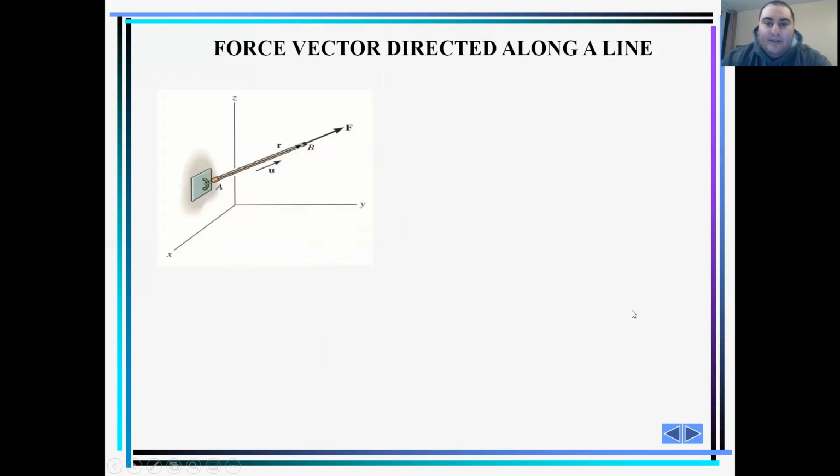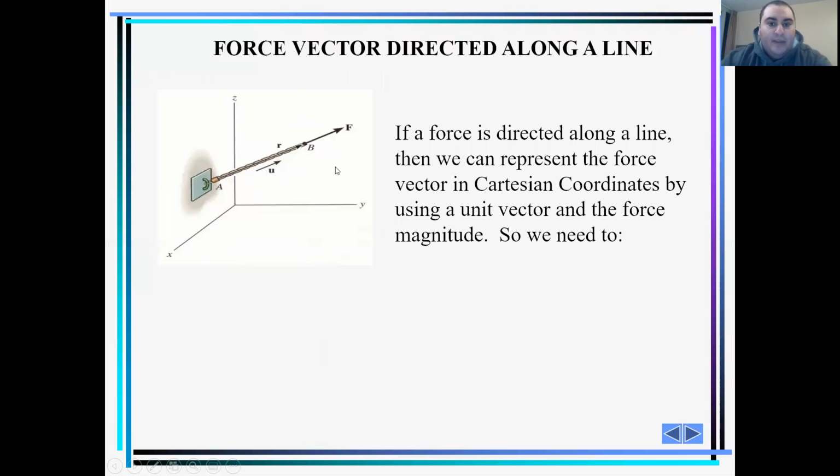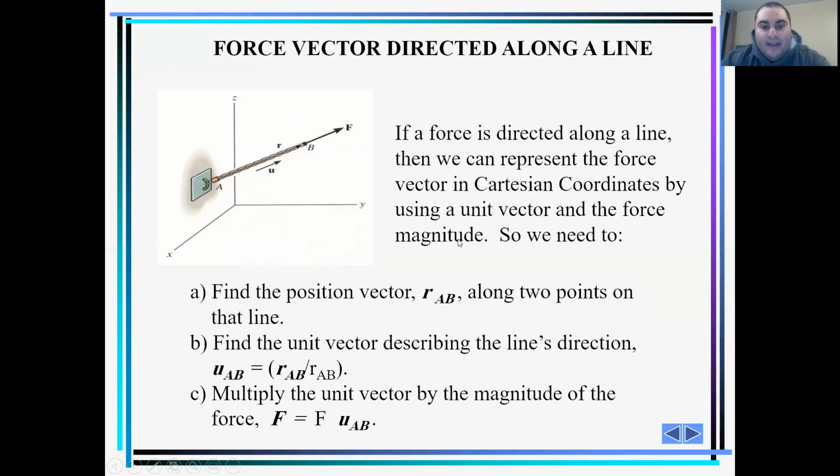A force vector directed along a line. As you can see, if a force is directed along this line, then we can represent the force vector in Cartesian coordinates by using the unit vector and the force's magnitude. So we need to first find the position vector RAB for 2 points along that line. Then find the unit vector describing the line's direction, UAB, which is the vector RAB divided by its magnitude RAB.